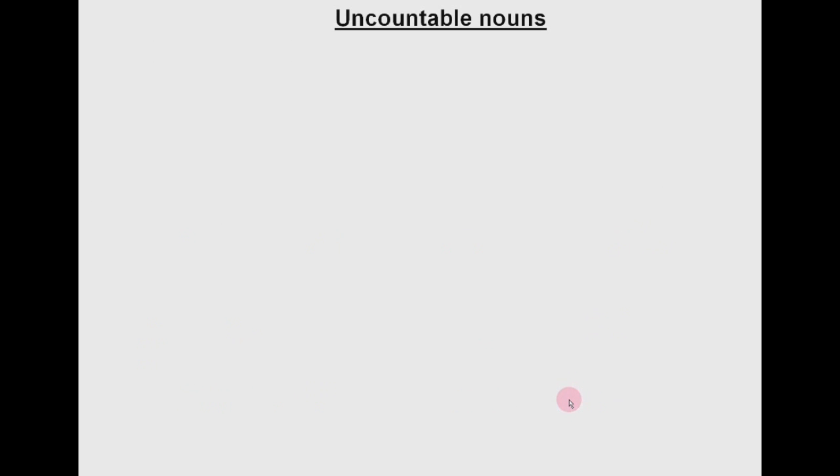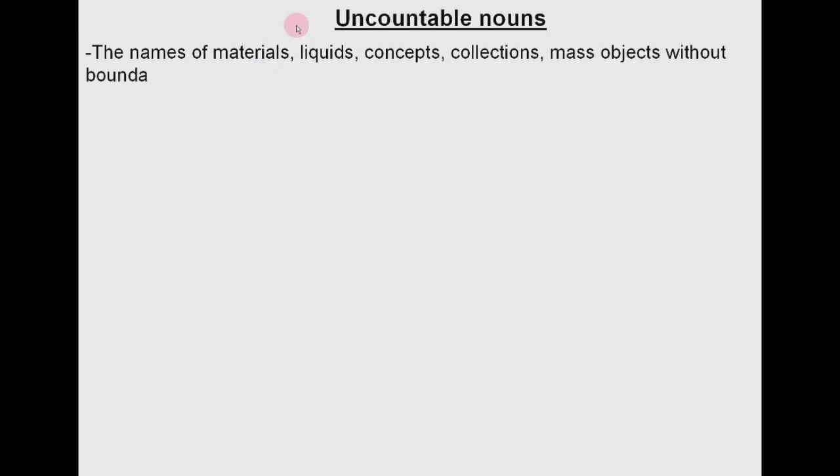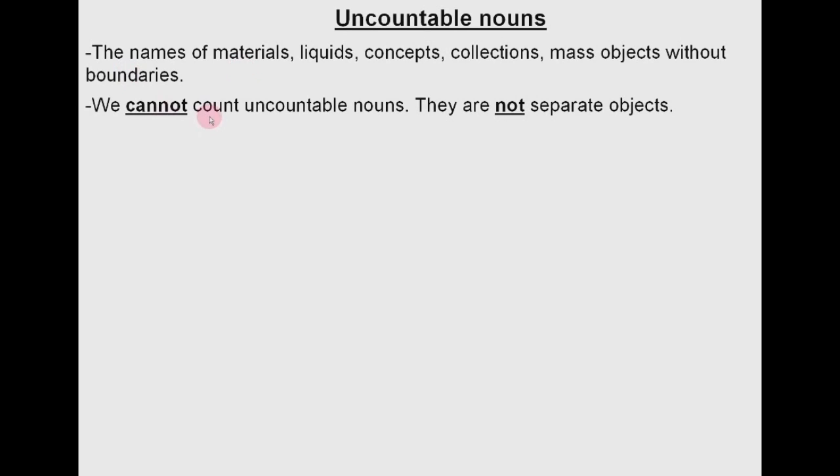Now let us look at uncountable nouns. This is more difficult. Uncountable nouns are a bit more difficult to identify. The definition is that uncountable nouns are names of materials, liquids, concepts, collections, or mass objects without boundaries. And of course, we cannot count uncountable nouns because they are not separate objects. It is impossible to count.